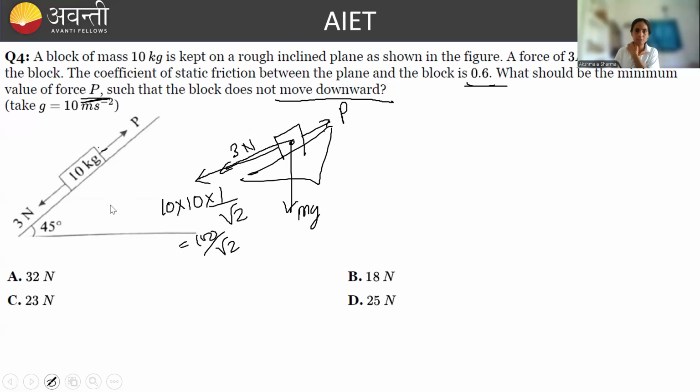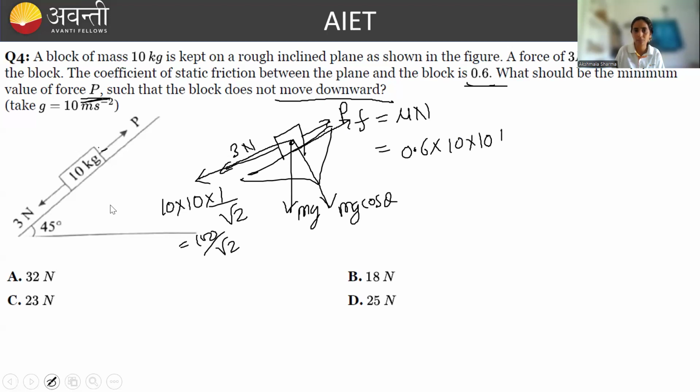So as two forces are acting downward, let's say this downward force is dominating over P, then in that sense what will happen? Friction will act in the upward sense. Done. So what value will you write for friction? Friction is mu N and mu is how much? 0.6. Normal reaction will be mg cos theta, because one component of mg goes this way. This will be your mg cos theta. So 0.6 into m, that is 10, into g cos theta, that is 1/√2. So this is 10. So this is 60/√2.